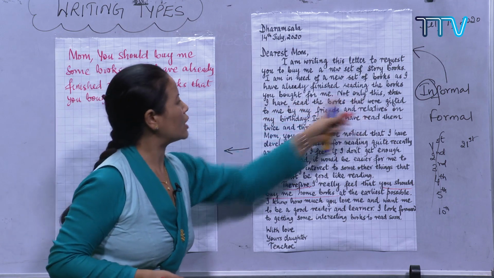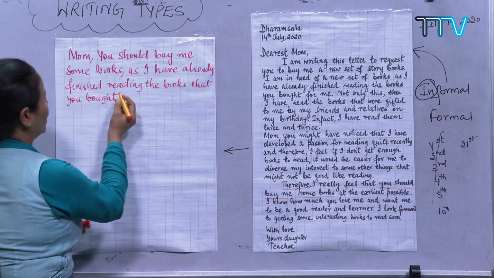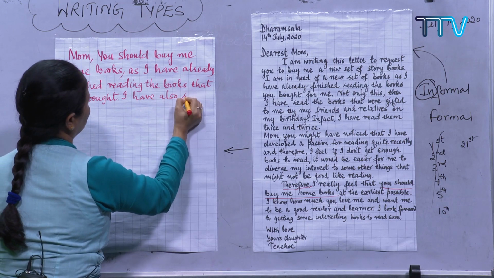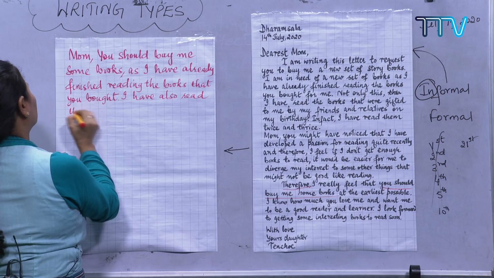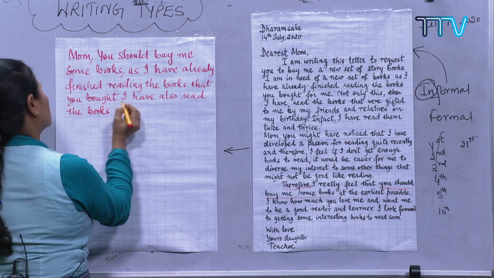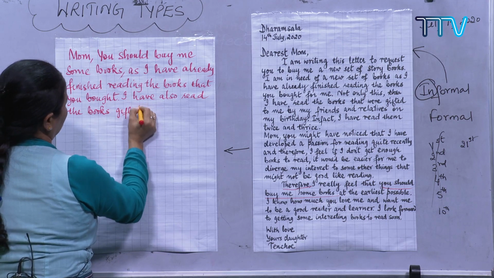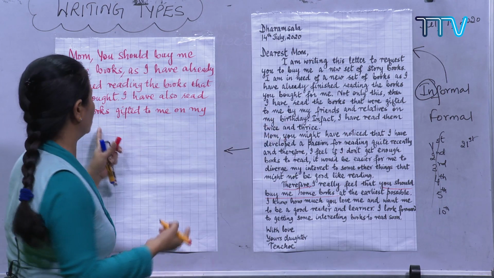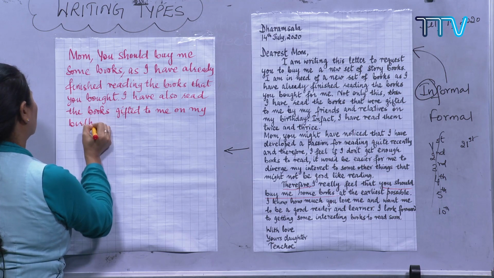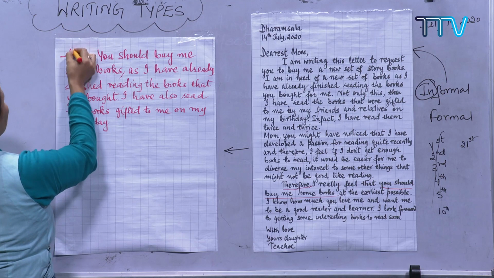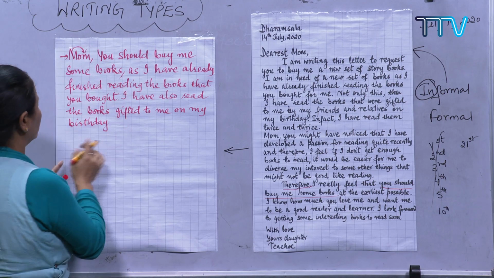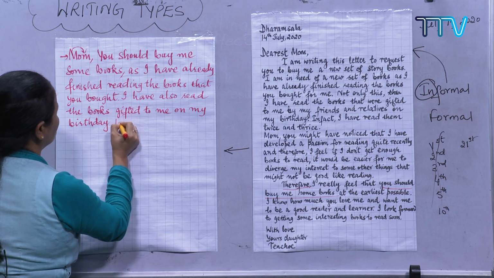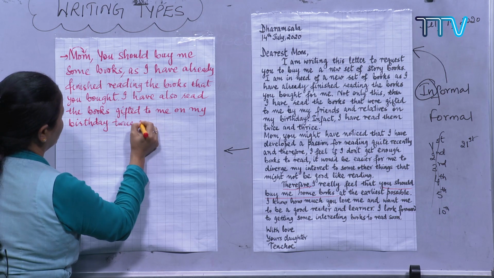Not only this, I have read the books that were gifted to me. You can add: I've also read the books gifted to me on my birthday. I'm just making it short rather than writing friends and relatives. I forgot to indent, okay? On my birthday. I've also read the books gifted to me on my birthday twice or thrice.